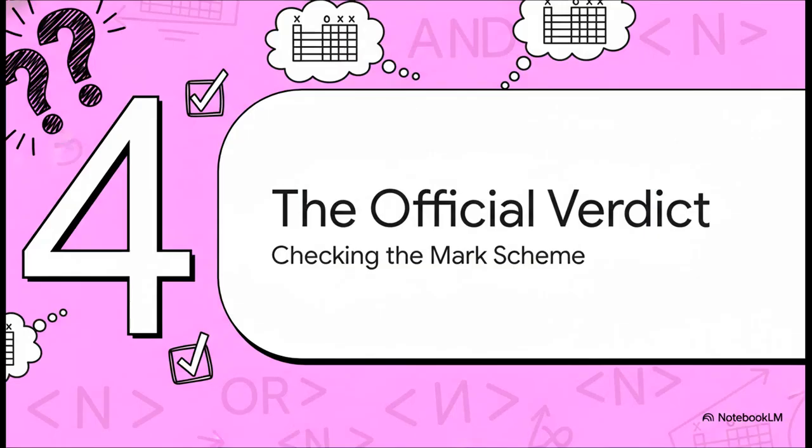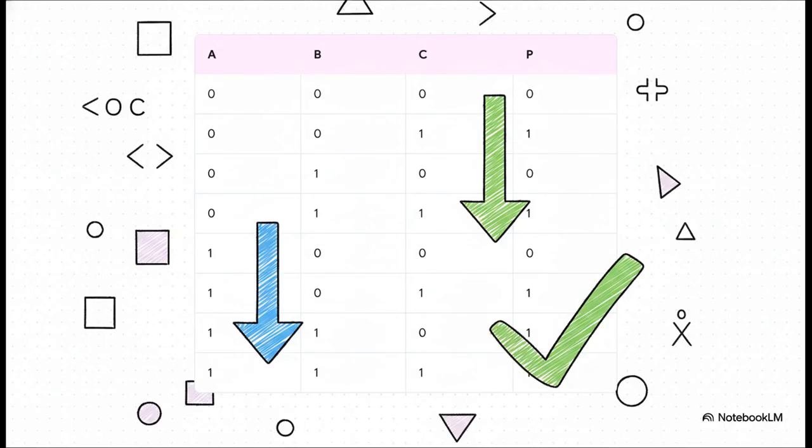We're feeling pretty confident in our answer, but in an exam, the only thing that really matters is getting the marks. So let's do the smart thing and compare our solution to the official mark scheme from OCR. And there you have it. Let's compare our completed P column to the official answer, and yep, it is a perfect match. That right there is a full marks answer. We've officially cracked the puzzle.